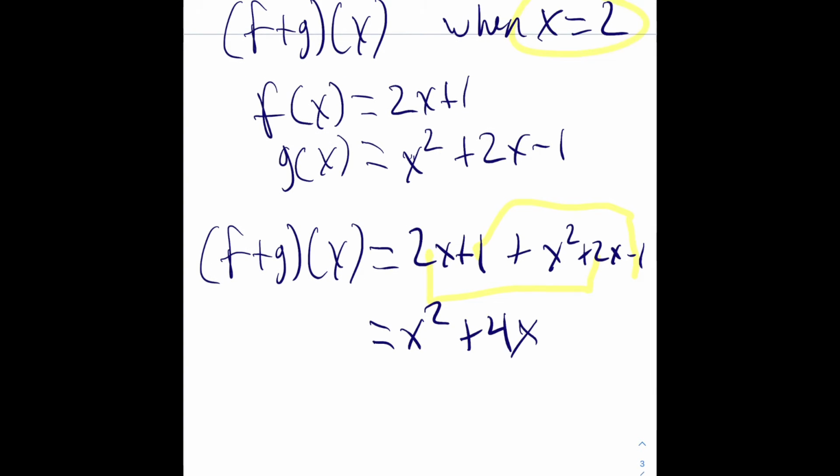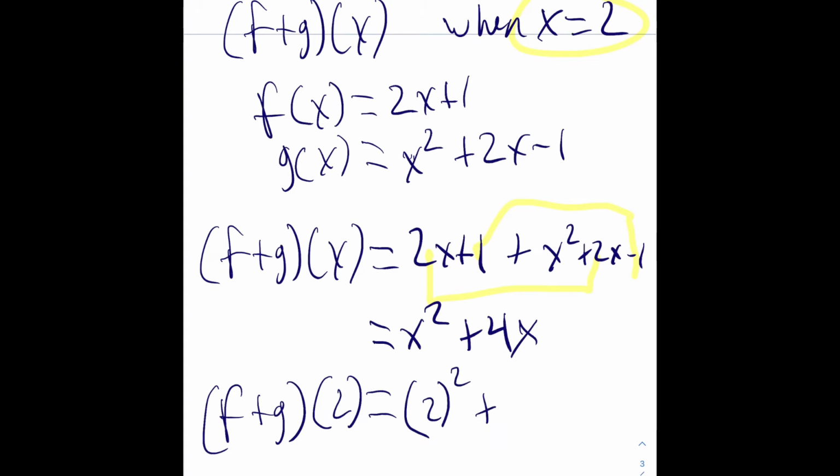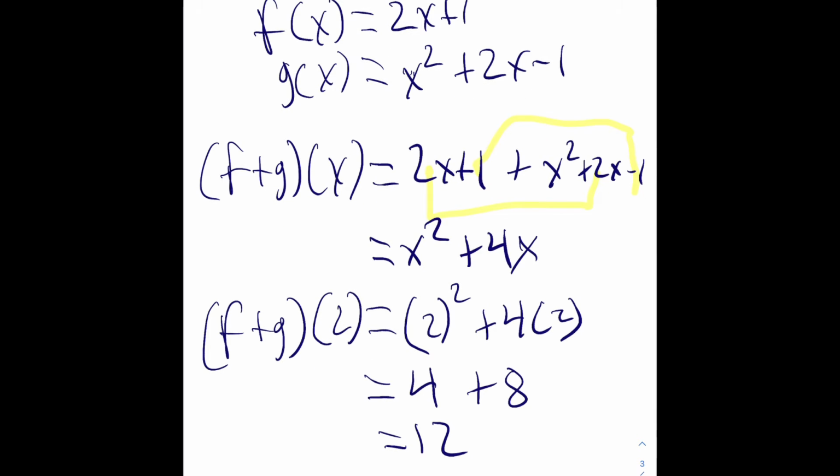Then because the question asked me to solve when x equals 2, I'm going to say f plus g of 2. If I'm keeping my same form, I don't want to jump around. So f plus g of 2 equals, every time I see an x, I write a 2. 2 squared is 4 plus 8. So f plus g evaluated at 2 equals 12.